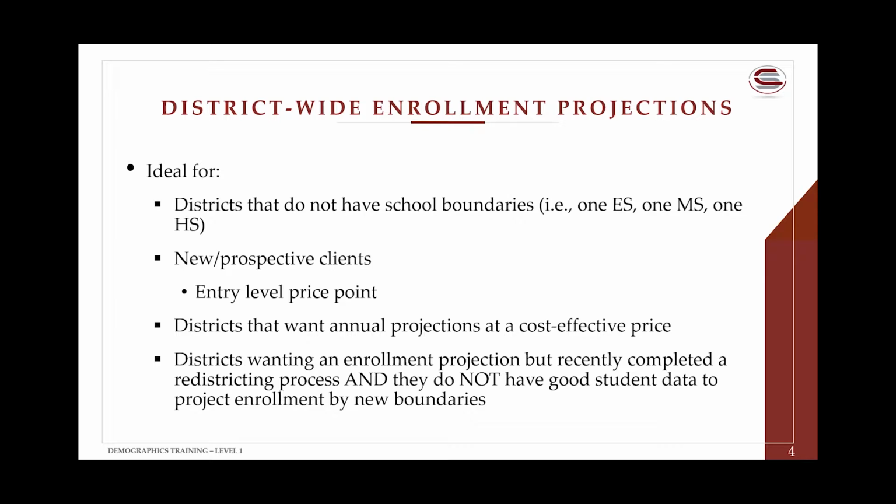These enrollment projections are ideal for districts that do not have school boundaries, for example, one elementary, one middle, and one high school, prospective new clients offering an entry-level price point to all services that Cooperative Strategies offers, districts that want annual enrollment projections at a cost-effective price, districts that want an enrollment projection but recently completed a redistricting process and they do not have good student data to project enrollment by new boundaries.